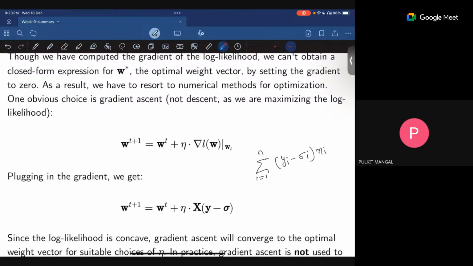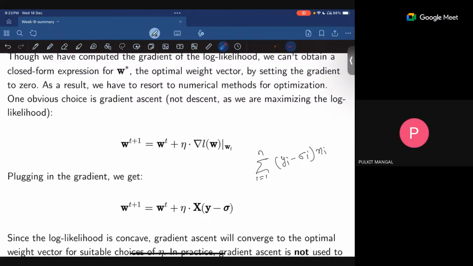So anybody has any doubt in logistic or perceptron? Clear to everyone? Sir, what does that closed form solution actually mean?